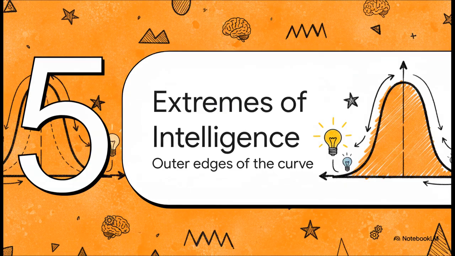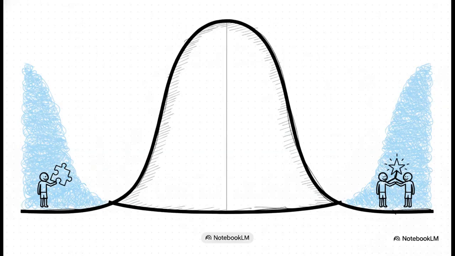Section 5. Extremes of intelligence, the outer edges of the curve. Now, let's impartially examine those extreme ends of intellectual functioning. At the furthest edges of our bell curve, we find two distinct groups that actually perfectly mirror each other in size. On one side, we have individuals classified as intellectually disabled, marked by an IQ below 70. That makes up about 2% of the population. On the exact opposite side, we have the intellectually gifted, those with an IQ above 130, which, you guessed it, also accounts for just 2% of the population. These two groups deviate considerably from the norm when it comes to their cognitive and motivational traits.